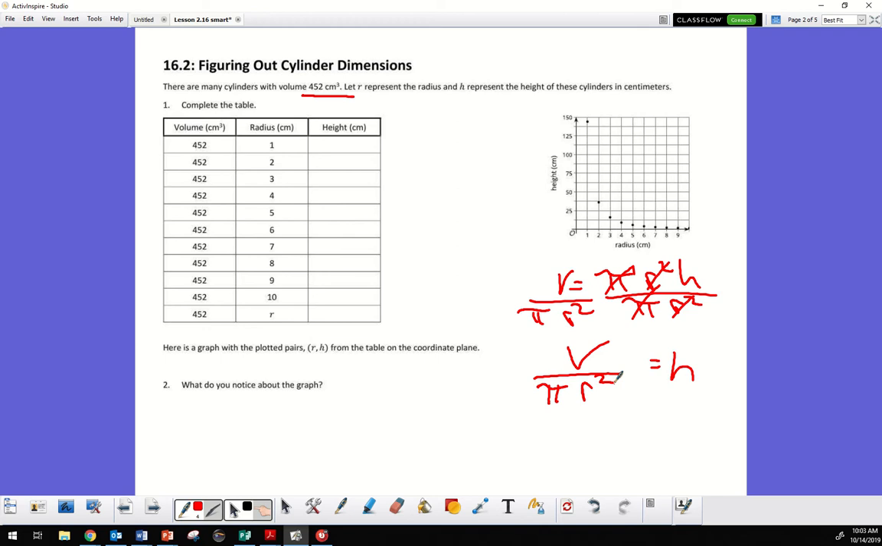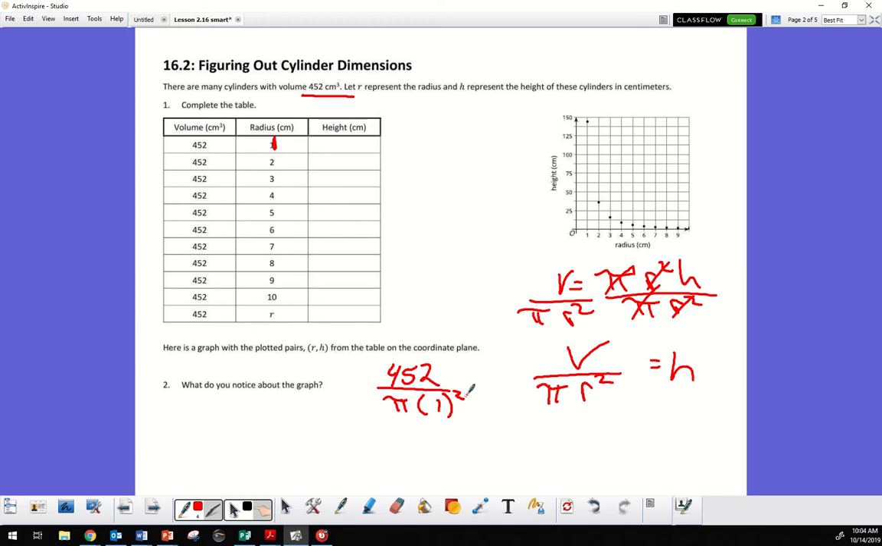Now we have to go through and start picking some of these things out. For my first problem, my radius is what? 1, right? It's right here. So the radius is 1, and my volume, my V, is 452. So 452 divided by pi times, in parentheses, 1 squared, like that. You guys are going to start doing this in your calculator right now and fill these in. I've set up the formula, so now you're actually plugging these in.